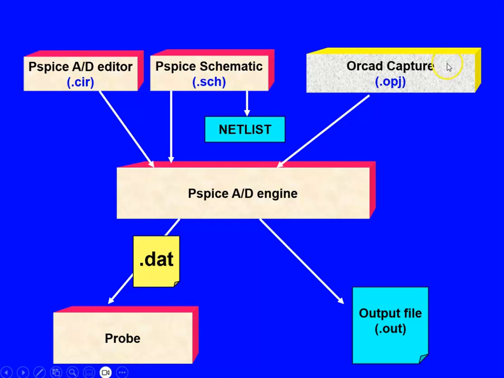In OrCAD Capture, we can model a component with different voltage, current, and temperature parameters. We can give the current specification, voltage specification, and temperature specification, and we can develop a component using OrCAD Capture, and we can use that developed component in our circuit. That is the advantage of OrCAD Capture.